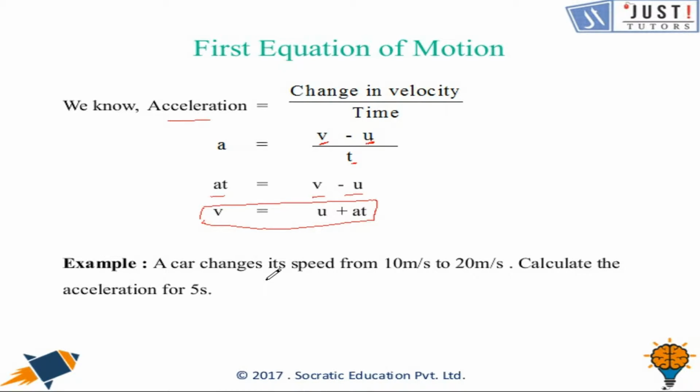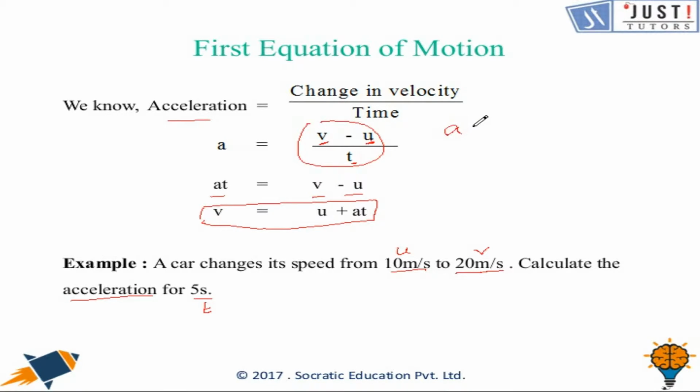A car changes its speed from 10 meters per second to 20 meters per second. Calculate the acceleration for 5 seconds. As the car has started from this velocity, it will be initial velocity, so we can say it is u. This is your final velocity, it will be v, and for 5 seconds it will be t. So we can substitute all these values as we need to find out acceleration. So we'll substitute all values in this formula.